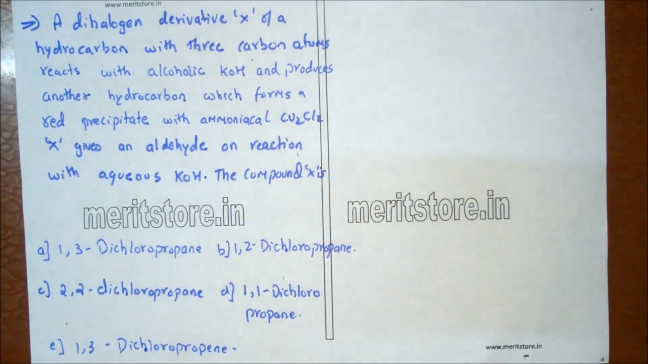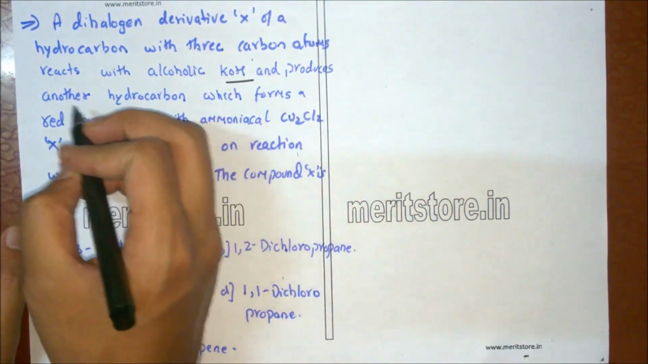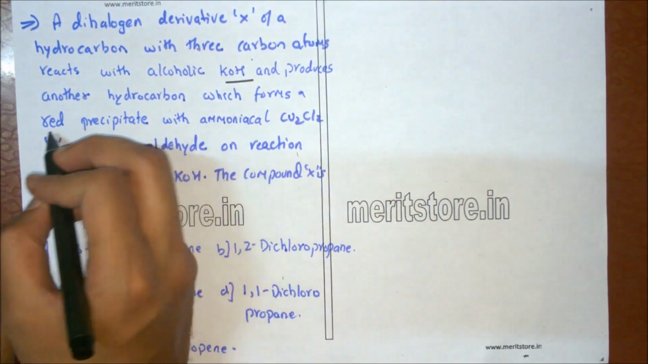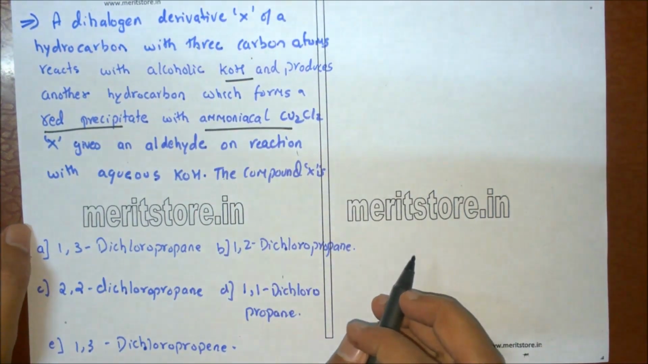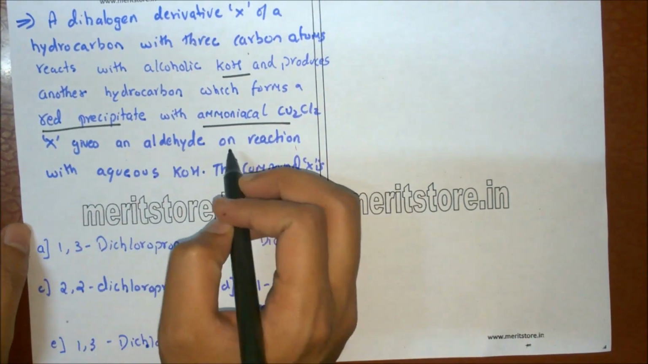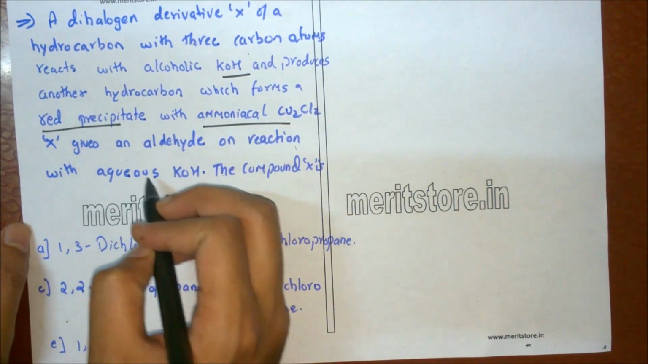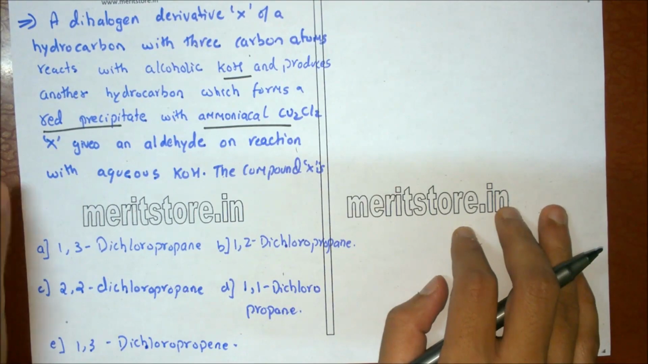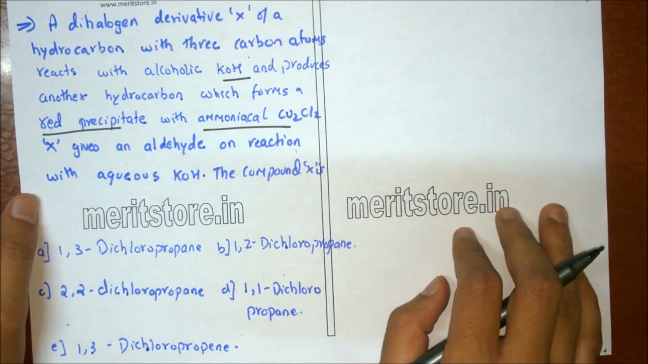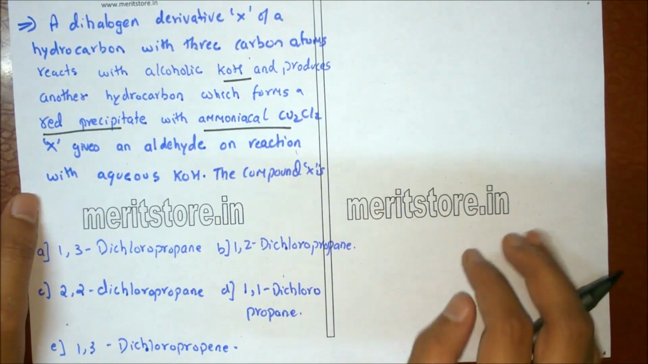A dihalogen derivative X of a hydrocarbon with 3 carbon atoms reacts with alcoholic KOH and produces another hydrocarbon which forms a red precipitate with ammoniacal cuprous chloride, Cu2Cl2. X gives an aldehyde on reaction with aqueous KOH. The compound X is... The reaction sequence is as follows.